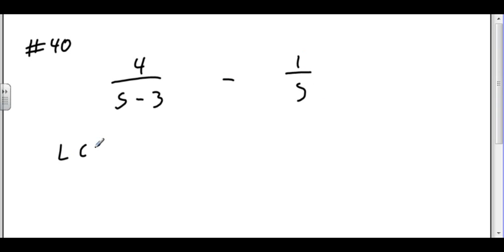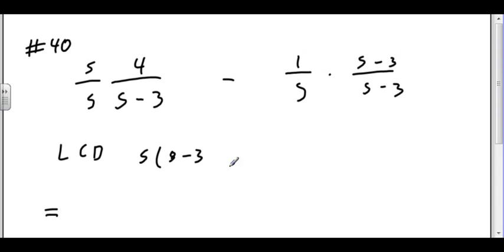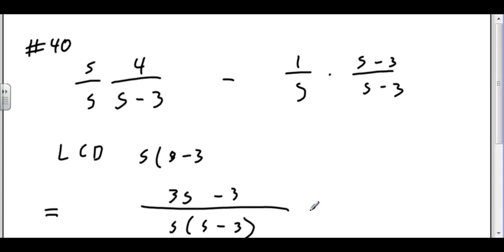Moving down to 40. 4 over S minus 3, minus 1 over S. My least common denominator appears to be S times S minus 3. Okay, so I'm going to multiply this times S over S, this one by S minus 3 over S minus 3, and we end up with S times S minus 3 on the bottom, and I have 4S minus an S giving me a 3S, and then I've got minus 3, and I see that I can factor that. I can factor that to 3 times S minus 1, divided by S times S minus 3, but I'm done there.